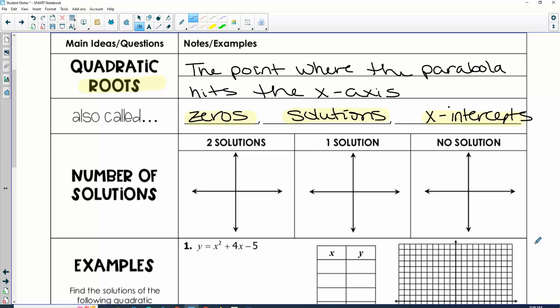So make sure you get those words down, because that is on your homework. What are the 4 different things that we might call it? It could be a solution, a zero, a root, or an x-intercept.